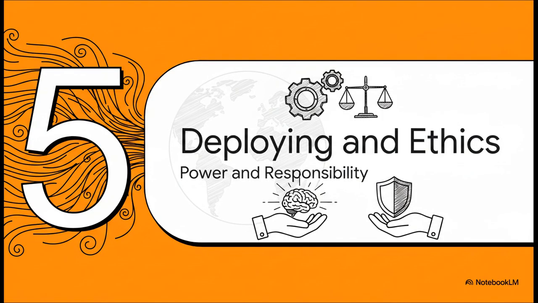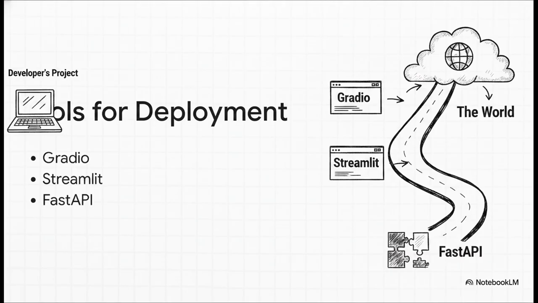Okay, so you've built your agent, you've automated a workflow. The last piece of the puzzle is actually getting it out into the world for people to use. But this is also where we have to take a deep breath and really think about the immense responsibility that comes with creating tools this powerful. So, to get your app in front of users, you're going to need an interface. Tools like Gradio and Streamlit are fantastic for building one super quickly. Or you can use FastAPI to create an API so other apps can talk to your agent. These are the on-ramps that take your project from your laptop to the rest of the world.